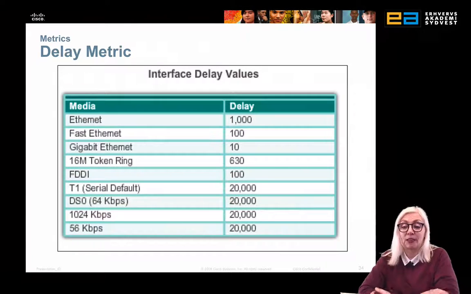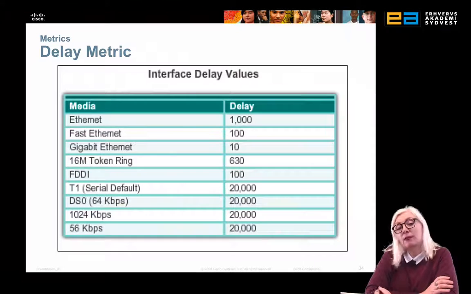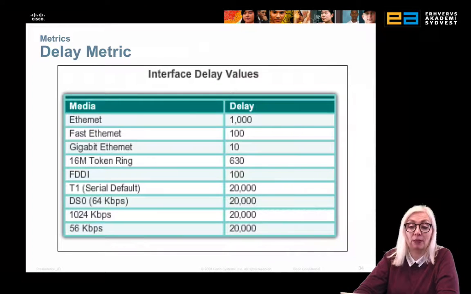The delay values here: for normal 10 megabit Ethernet the delay is set to 1000, fast Ethernet to 100, gigabit to 10. Token ring and other types of networks here have a pre-configured delay metric.